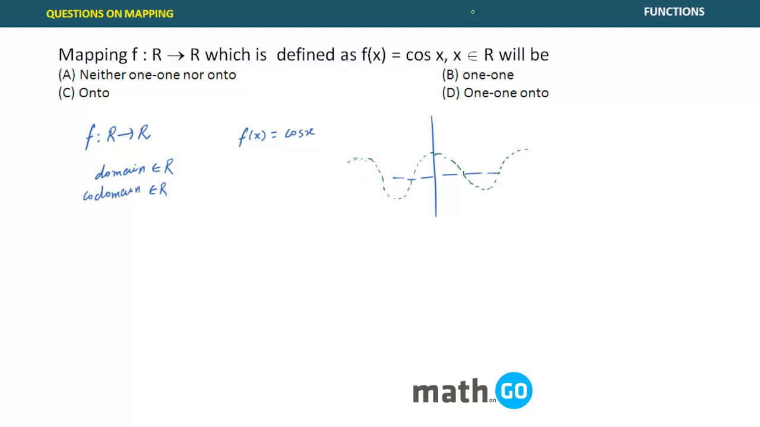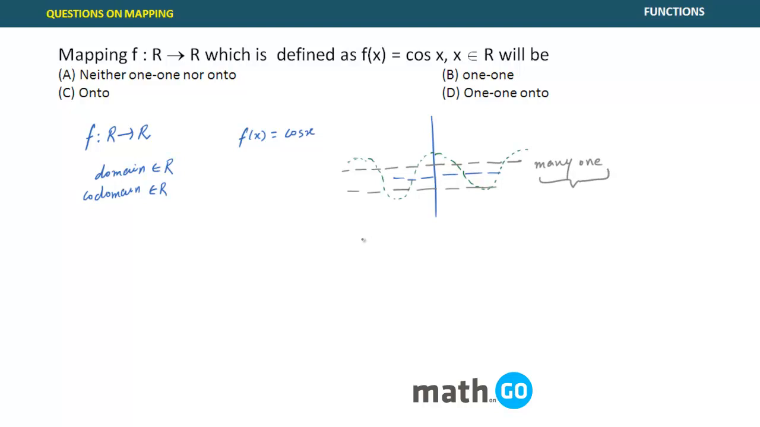Can you clearly see, if I start drawing horizontal lines, this will not be 1-1 for sure, because a horizontal line is cutting the graph at different points. So this is surely, first of all, many-1. And I told you also to remember this particular property. So this is many-1.